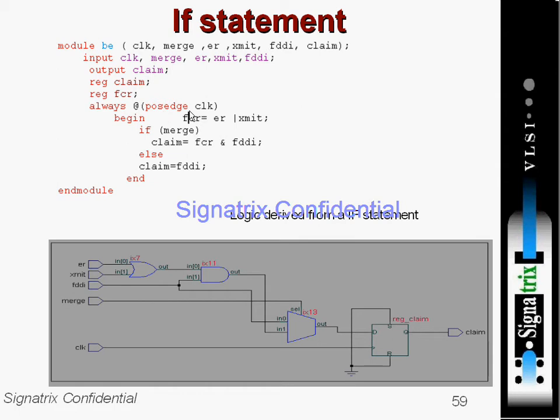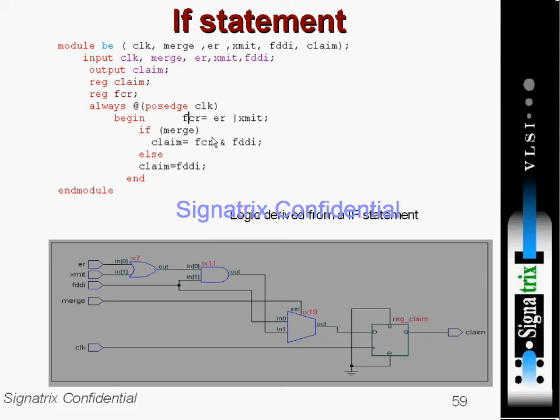Since this is a procedural block in an always statement, let's see. The FCR here is equal to ER or XMIT. Although it is a procedural block, which would infer a sequential logic made up of latches and flip-flops, it won't be having latches and flip-flops, even though it is a procedural block which is used for sequential assignment.